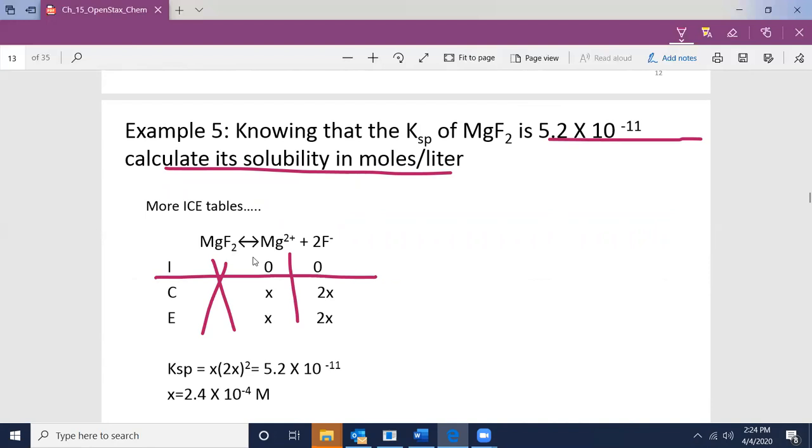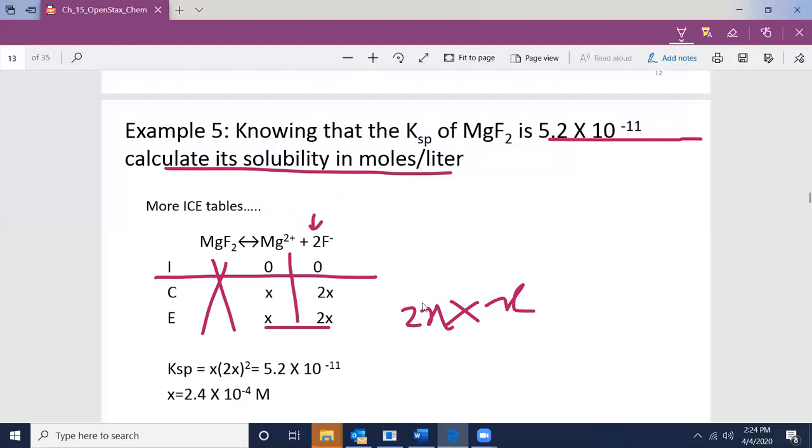So initially, we're going to say the concentration of both the ions is 0 and 0. As we move forward, the change is going to be x and 2x as per the stoichiometric ratio here. Then the equilibrium concentrations are going to be x and 2x. So it means it's going to be 2x times x.